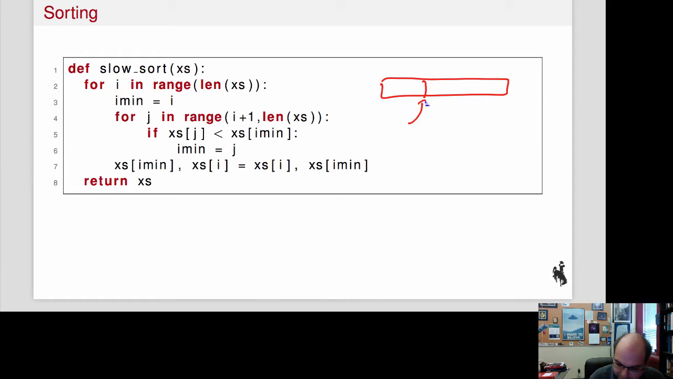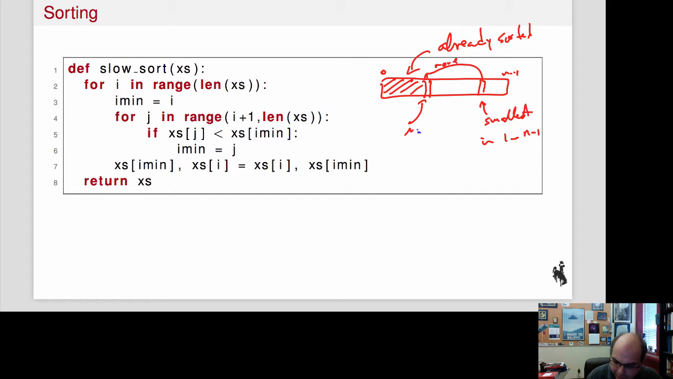This is where I am in the loop right now, okay? That's i. So I go from 0 to n minus 1, and this part here is already sorted. So we take this slot i, and what we want to do is take the smallest element in i all the way up to n minus 1, and move it here. And then, of course, the loop will change to i plus 1.